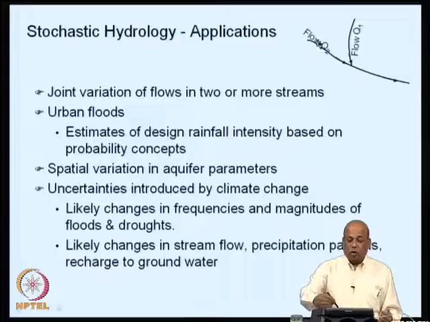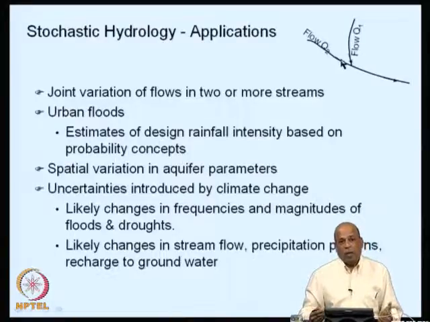Then you are also interested in the joint variation of flows in two streams. Let us say there is a tributary here which is contributing to the main stream, and for many decisions that we would like to make on this stream, we will be interested in looking at the joint variation between the flow Q1 and the flow Q2 here. And when we come to urban flooding, typically we will be interested in getting estimates of design rainfall intensity, and again we will have to analyze the historical data and use probability concepts to get the design rainfall intensity.